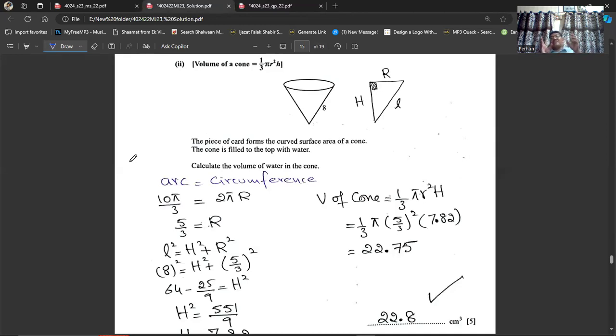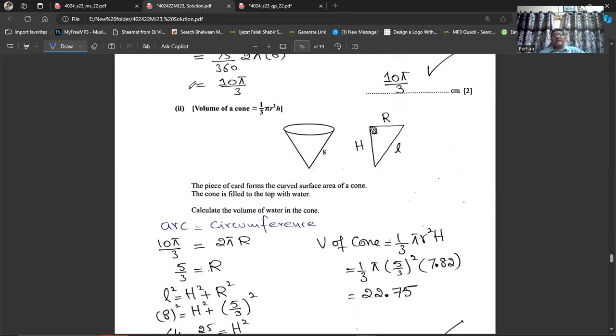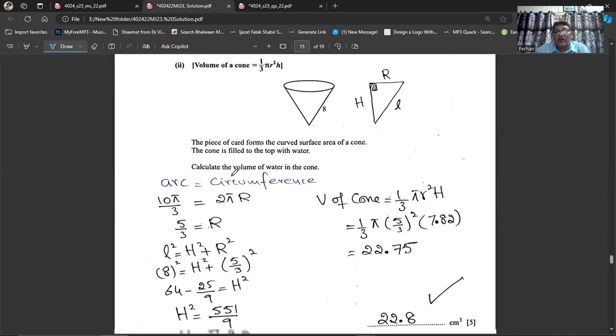The arc was 10 pi by 3, we know in this part, and the circumference of the top of that cone will be 2 pi r. I am representing the radius of that circumference with the capital R. So pi will be cancelled, so the radius will be 5 by 3. Now I know the radius of this cone, and I know the slant height of this cone, that is 8. I want to find out the vertical height of this cone.